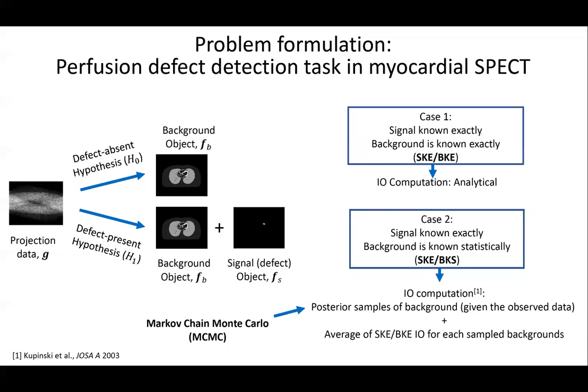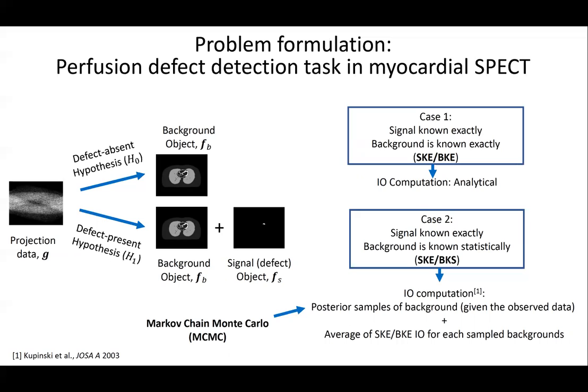In this study, we focus on perfusion defect detection in myocardial SPECT. In the defect absent hypothesis, the object consists of background, and in the defect present hypothesis, the object consists of the background and the signal. For this detection task, we can think of two cases. In the first case, signal and background is known exactly. This is also known as SKE-BKE task.